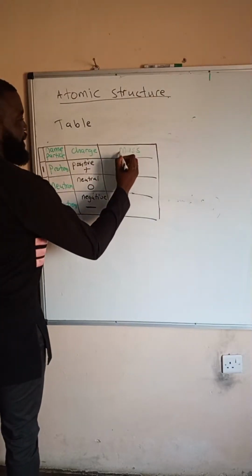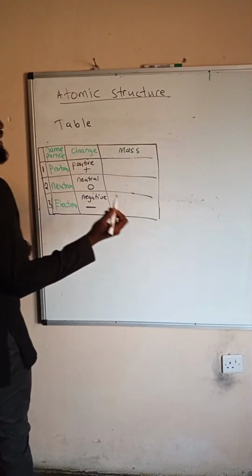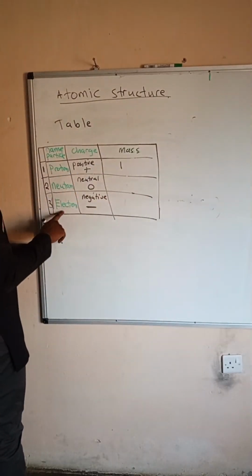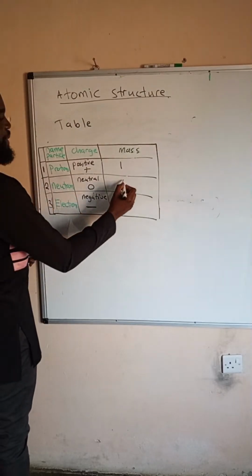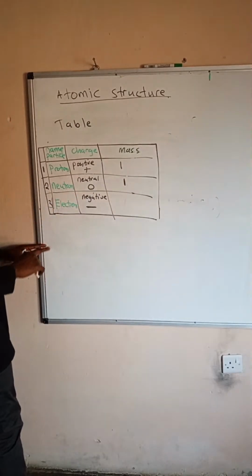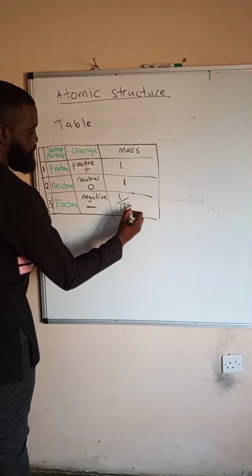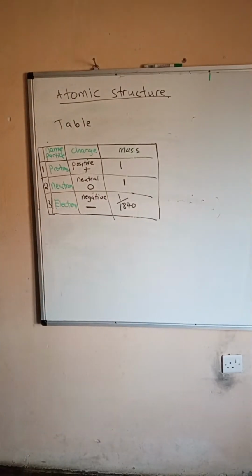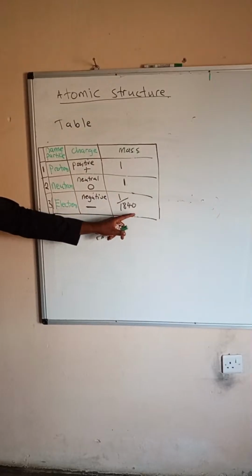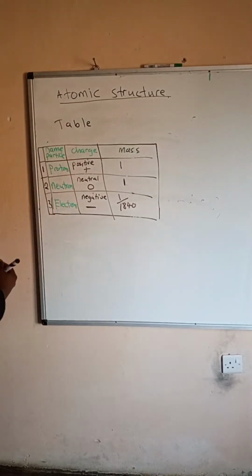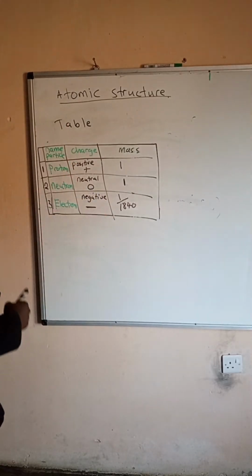Okay, so what about the mass? Protons have a mass of 1. Neutrons also have a mass of 1. But electrons have a mass of 1 over 1,840, which is equal to 0.0000 something. When you divide this, you can make this into a decimal.